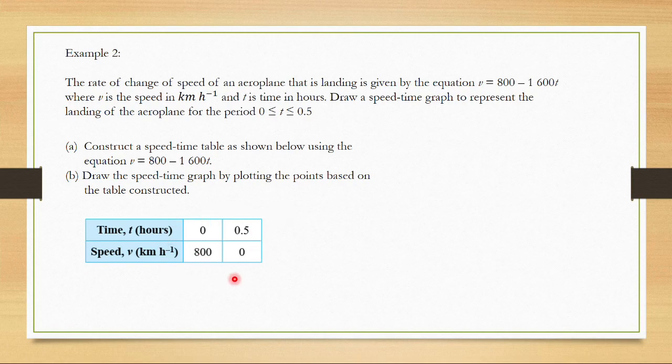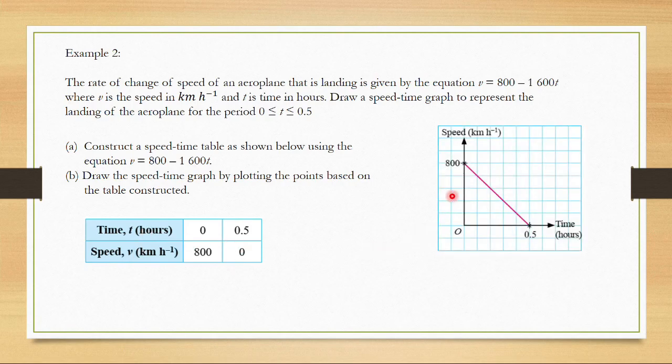Then from here, you draw the speed time graph. So we have the values given already. This will be 0 and 800. You just draw the vertical and horizontal axes to represent the speed and also the time. And then you plot 0 and 800 over here, and then 0.5 with 0 here. And then you join up using a ruler. So this is the graph that is drawn.